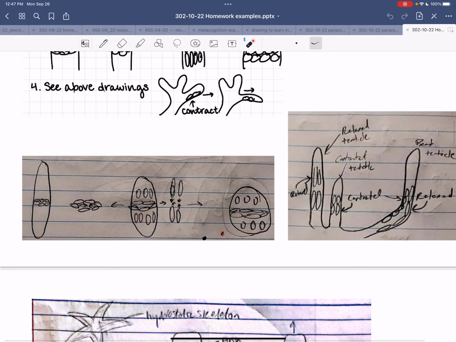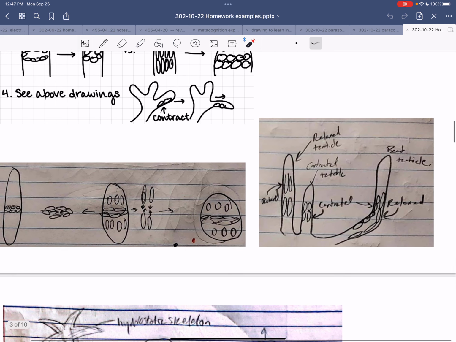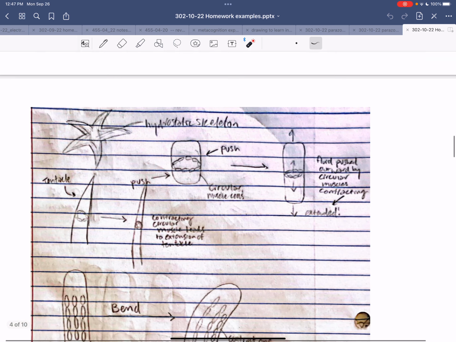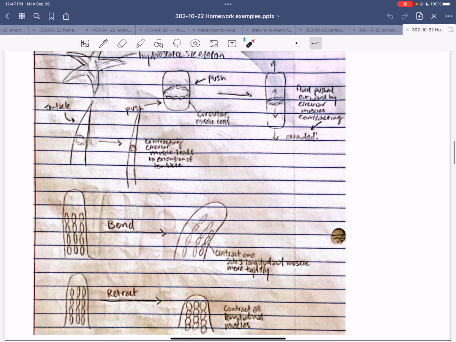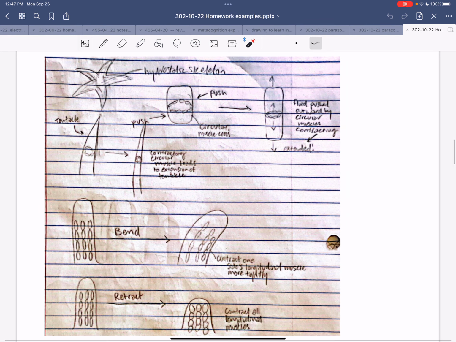Here's some other examples. One here and here, nicely showing the same things. And another one, again, nicely showing the same things. This one has more cells drawn than are probably needed, but if it helps you remember, that's fine.